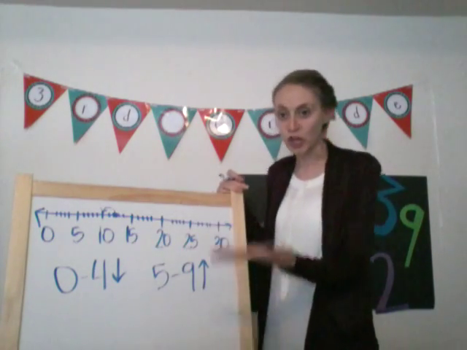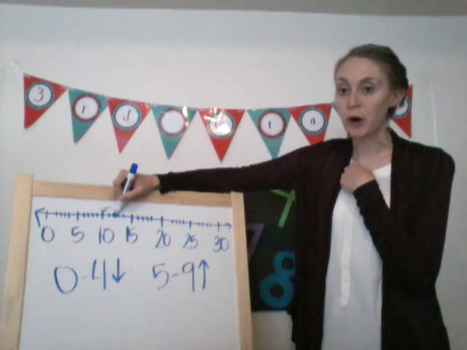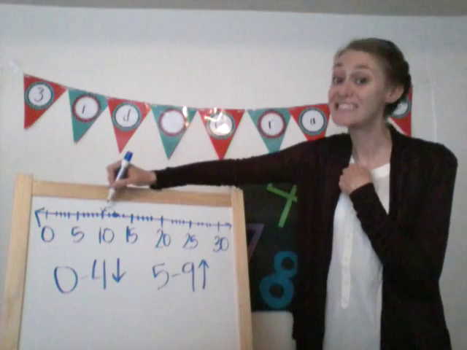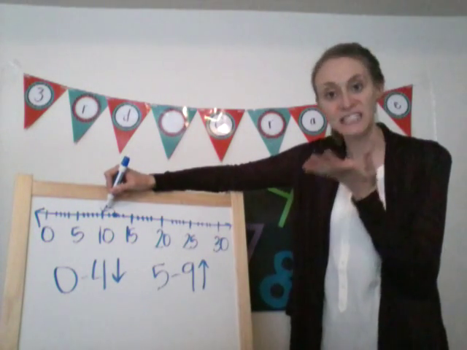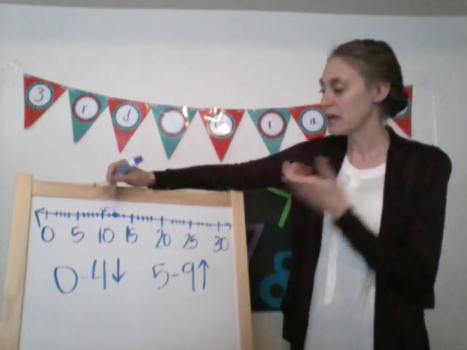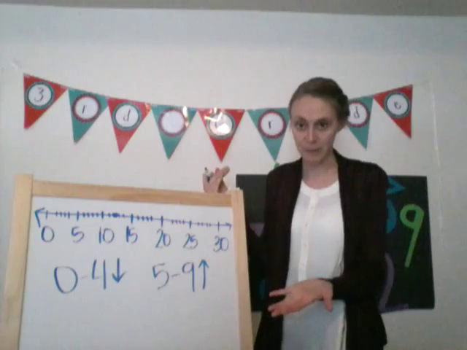Now another way that you can look at it is, let's look at where 12 is on the number line. Is 12 closer to 10 or is it closer to 20? Definitely closer to 10. That's another way that you can know that you need to round it down to the nearest 10. Now, let's go ahead and erase that. Let's look at a different number.